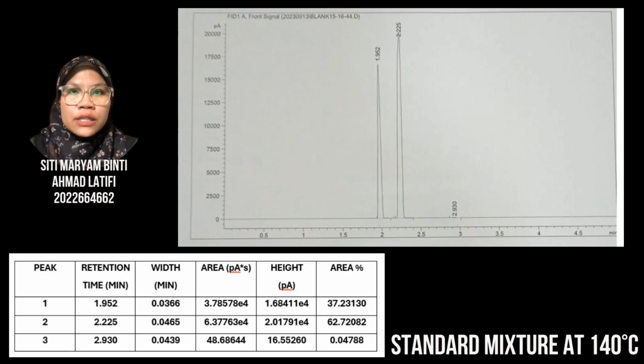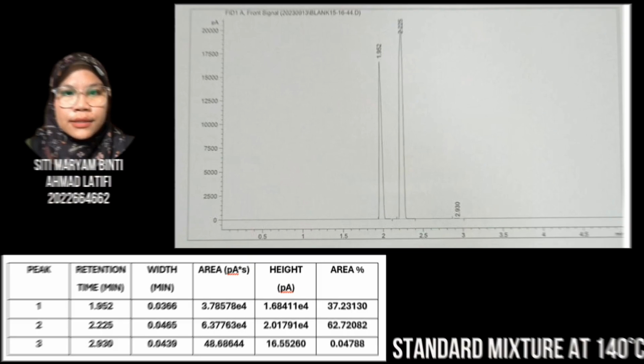And the last one, this chromatogram shows two peak areas from the standard mixture at 140 degrees Celsius. The first peak area appears at 1.952 minutes, which is more volatile since it appears earlier, while the second peak area appears at 2.5 minutes.